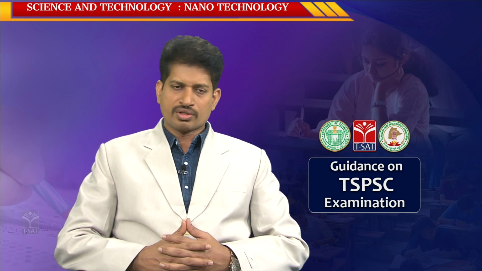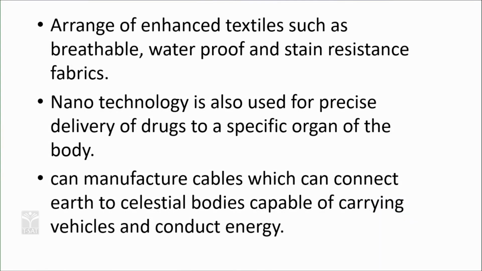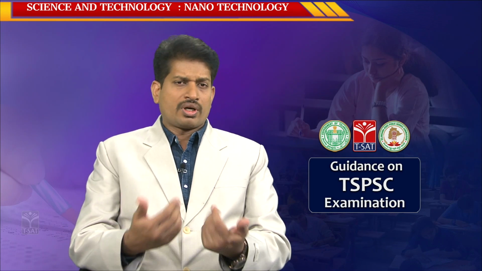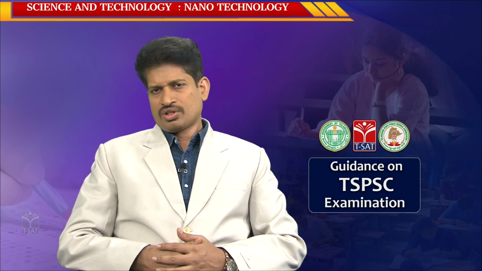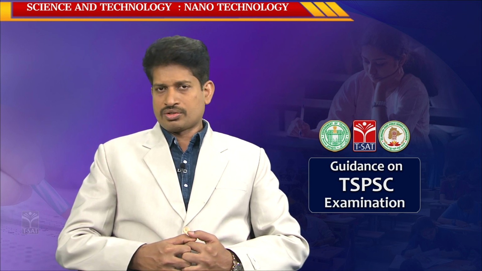With Buckminster Fuller, you can manufacture cables which can connect earth to celestial bodies, capable of carrying vehicles and conducting energy. So, in future we will be connecting a cable elevator to the moon. You need not always go with a rocket. You can develop structures, cables connecting to celestial bodies like the moon, so that traveling to the moon becomes very easy through an elevator, and transporting essential resources from the moon, which has very valuable minerals, can be done to earth easily with the nano cables.